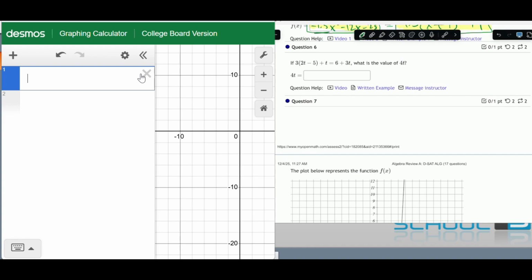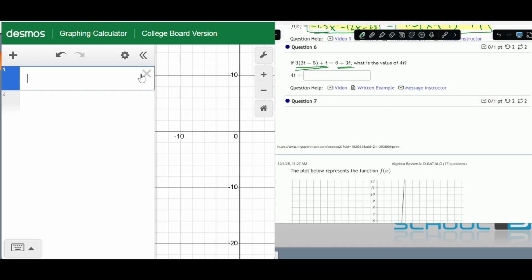All right, the next problem is solving an equation with one variable. Again, this is something that you can do by hand. Anytime on the SAT, especially, that you're being asked to solve for something and it's not the variable itself, it's an expression that contains the variable, like this one, 4t, usually you can just manipulate the given equation to leave 4t on one side of the equation, and there'll be a number on the other side, and that's your solution.